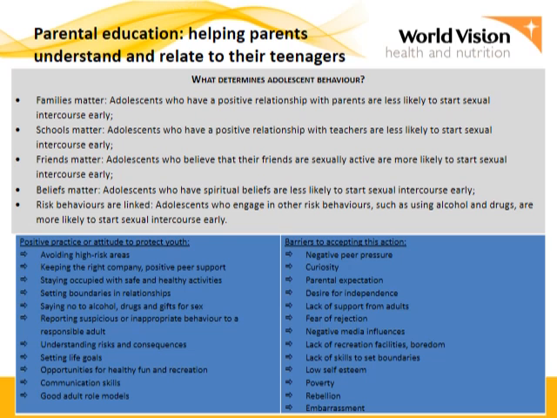Schools matter. Adolescents who have a positive relationship with teachers are less likely to start sexual intercourse early and engage in risk behaviours. So schools are really critical importance, so parents should be encouraged as much as possible to get their adolescents to stay in full-time education to the age of 19. Friends matter. Adolescents who believe that their friends are sexually active are much more likely to start intercourse early. So who your children are friends with is a very important determinant of their own behaviour. Beliefs matter. Adolescents who have spiritual beliefs are less likely to start sexual intercourse early.